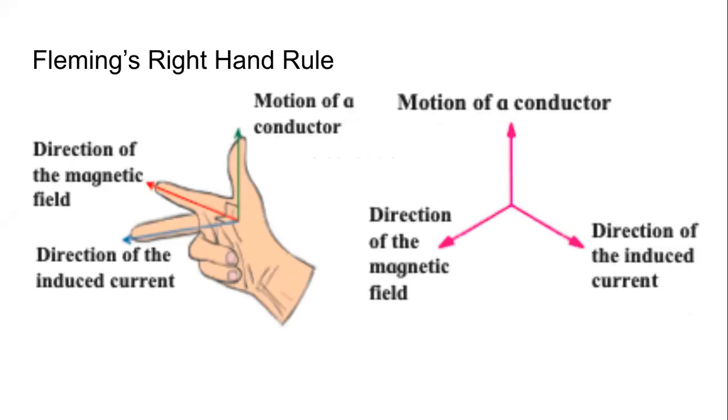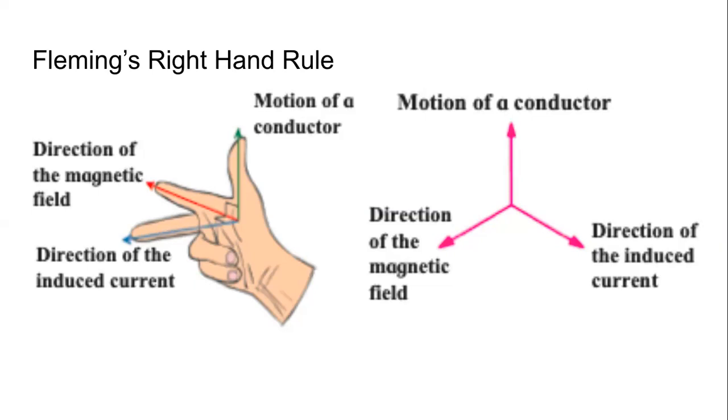Left hand and right hand. The same three fingers will be used for the right hand also. The middle finger, the index finger, the thumb. And what they represent is also the same thing. The thumb still represents the motion of the conductor. The index finger will still represent the direction of the magnetic field. The middle finger will still represent the direction of the current. But now the interpretation of the rule, the description of the rule, will change.